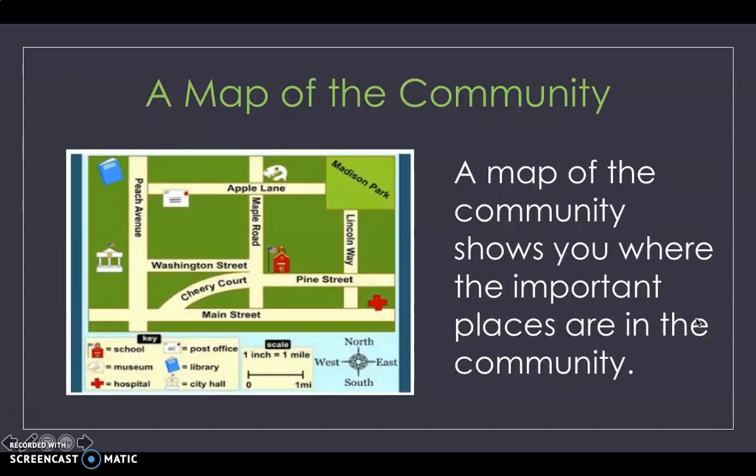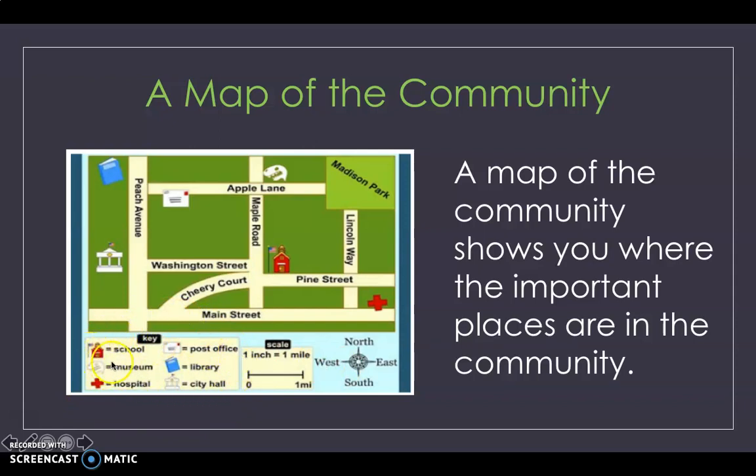We also have a map of the community. Now, a map of the community shows you where the important places are in the community. So here's an example of a community right here. And on this map, we also have a compass rose that tells us the directions of north, south, east, and west. And here's an example of a map key.